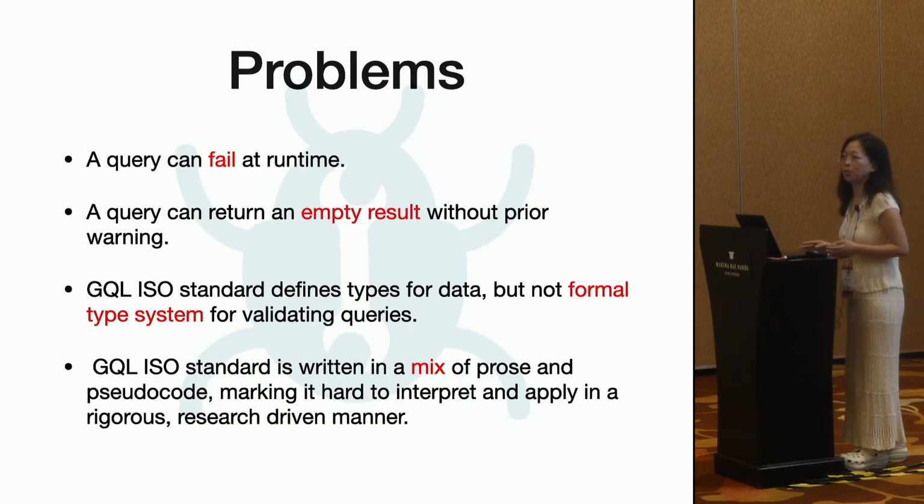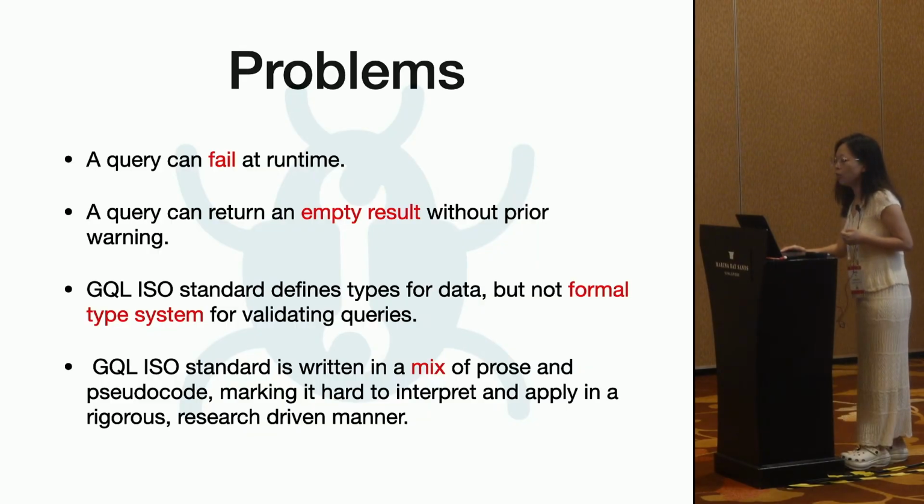And there are some issues in graph query languages. For example, a query can fail at runtime or return an empty result without prior warning. And most graph queries contain a large number of joins to traverse the graph, to traverse the relationships. Then if the query produces an empty result, it will cause unnecessary computations, and it will hurt efficient query evaluation.